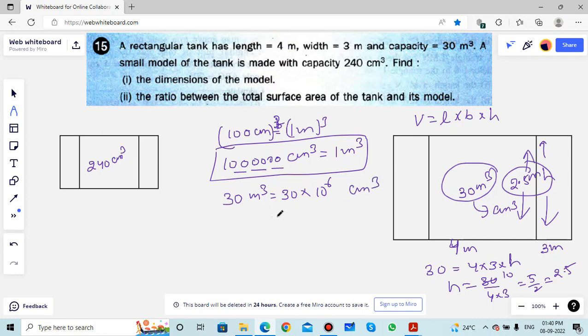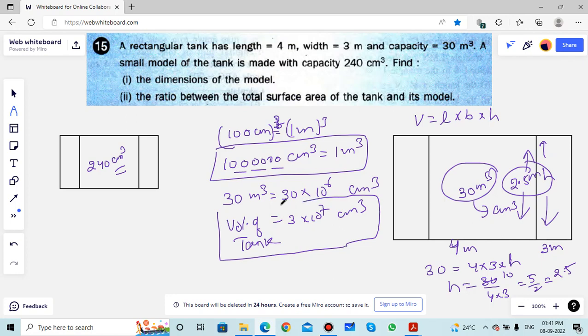Understood? So why do we need this? Because this is centimeter cube, it should be converted to centimeter cube only, right? So it will give you how much? 3 into 10 to the power 7 centimeter cube. Keep it like this. So this is the volume of the actual tank. How much? This much. Keep it.